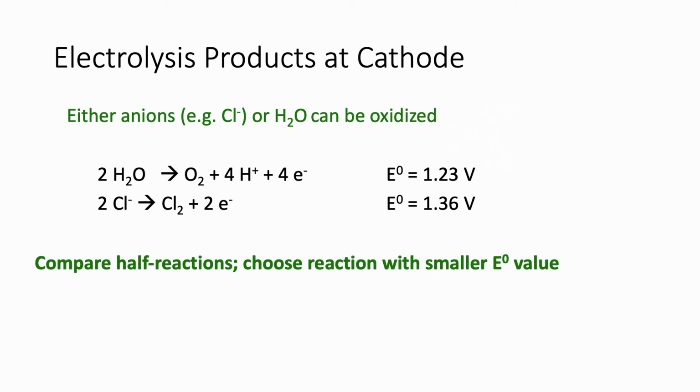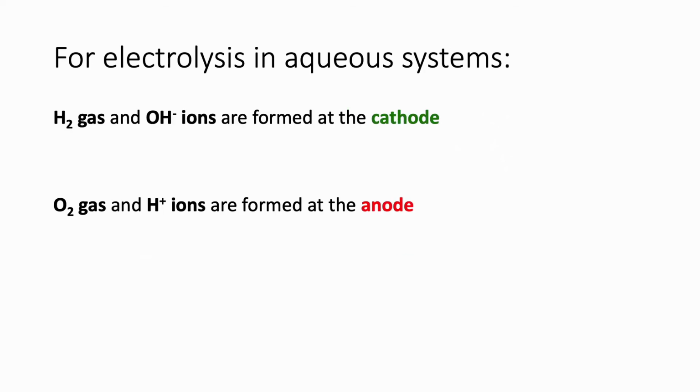And so in that cell, what we would see is water being both oxidized and reduced, whereas sodium and chloride would just remain unchanged. When you are doing electrolysis in an aqueous system, you will get hydrogen gas and hydroxide ions forming at the cathode. You'll get oxygen gas and H+ ions forming at the anode. And so the H+ and the OH- will cancel each other out, so the solution won't get too acidic or too basic, but you will be producing hydrogen gas and oxygen gas.